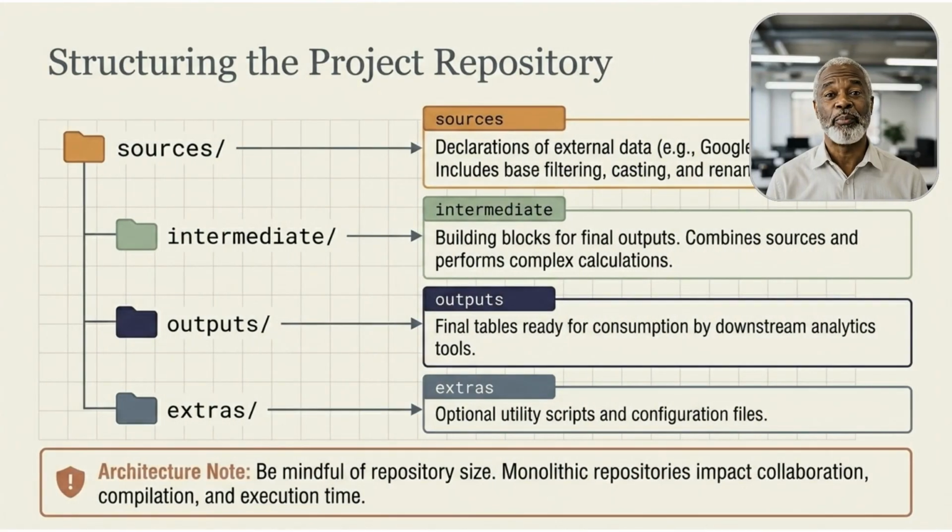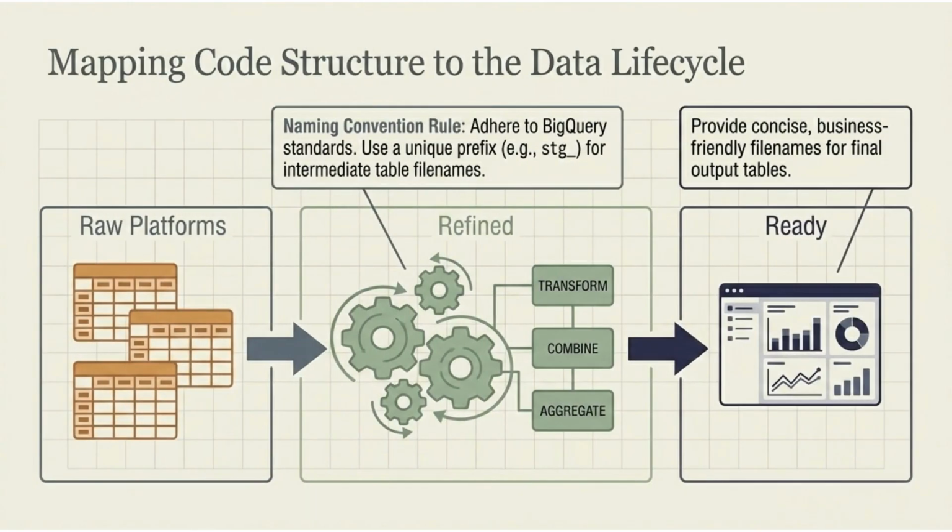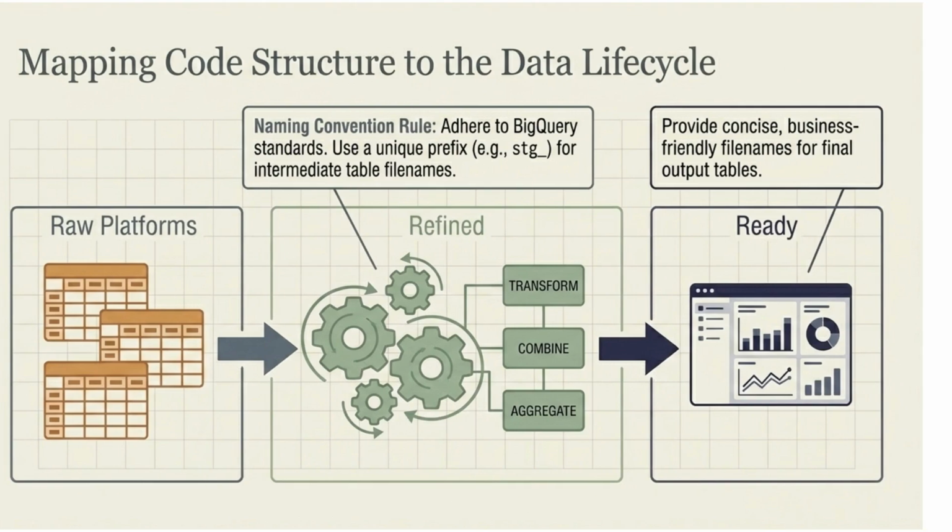A typical DATAFORM project repository is structured into sources, intermediate building blocks, outputs for final tables, and extras for utility scripts. Be mindful of monolithic repositories' impact on performance. The code structure maps to the data lifecycle. Raw platforms are refined through transformation, combination, and aggregation, resulting in ready, business-friendly output tables. Adhere to BigQuery naming conventions for intermediate tables.